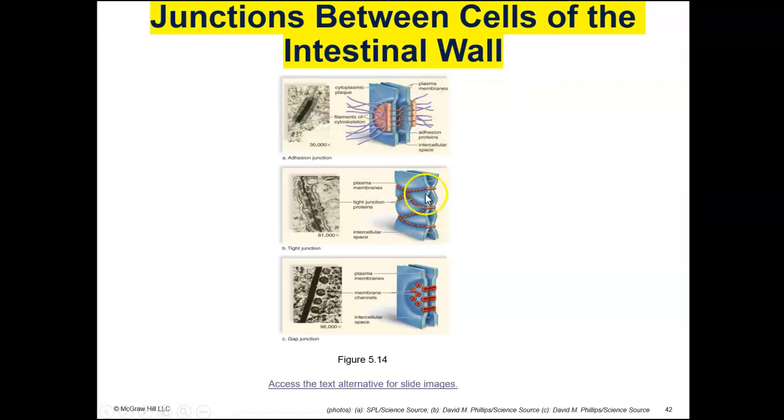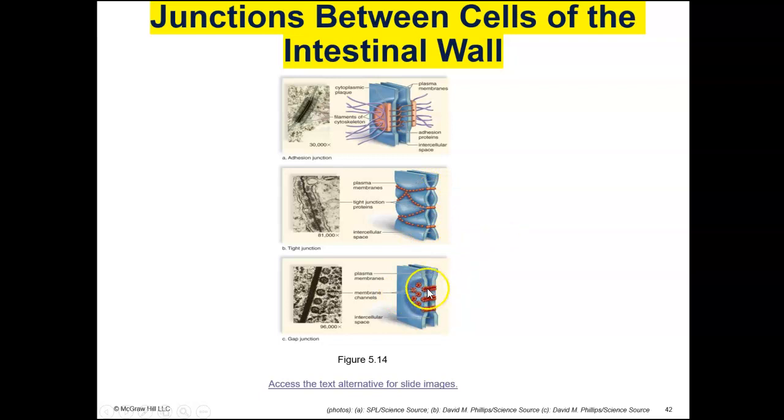You have these tight junctions that form a tight seal, so that, for example, with the cells that line your urinary bladder, you don't want urine to escape into the rest of your body cavities. So tight junctions prevent that.